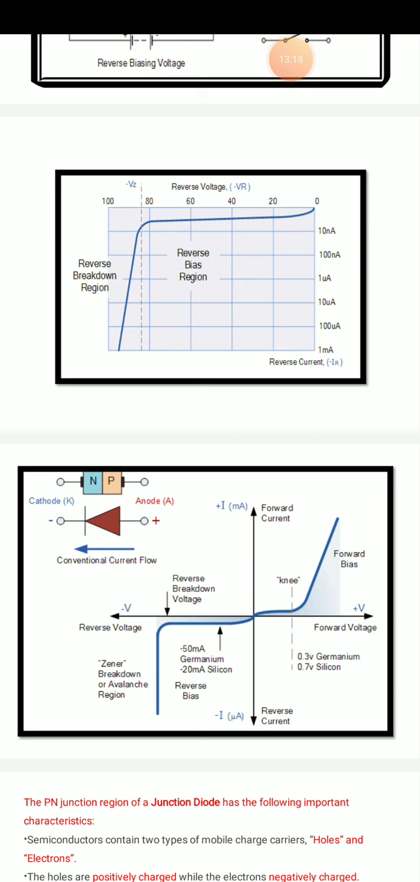You can see in the reverse bias region, from 0 to minus VZ, we say it is minus IR. So this is the reverse breakdown region. We know what breakdown is. Breakdown means that after this particular junction voltage, we should stop giving the external biasing or supply voltage. After this, the PN junction diode will never operate for a long period of time. So we say it is a particular breakdown region.